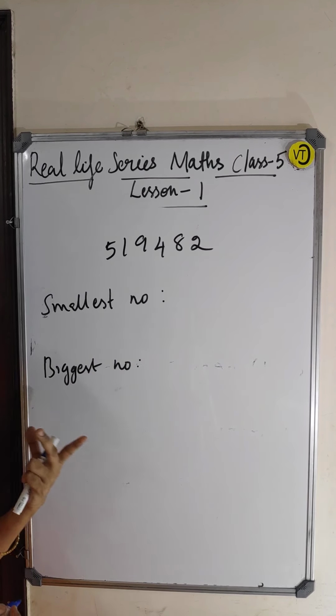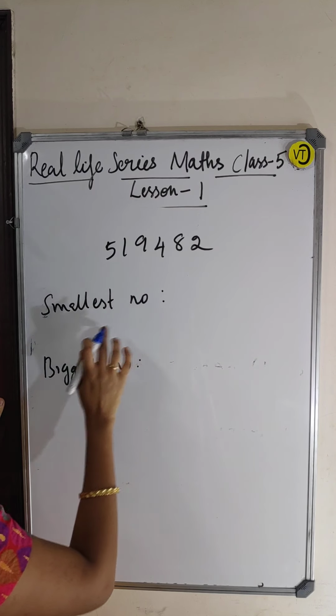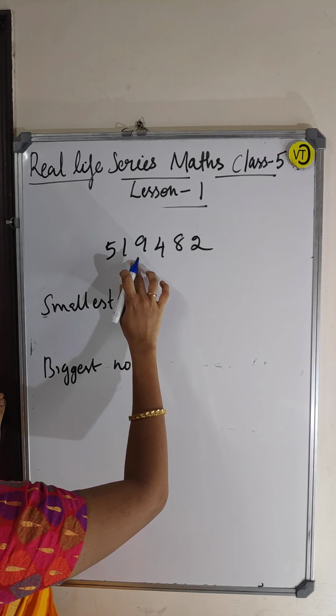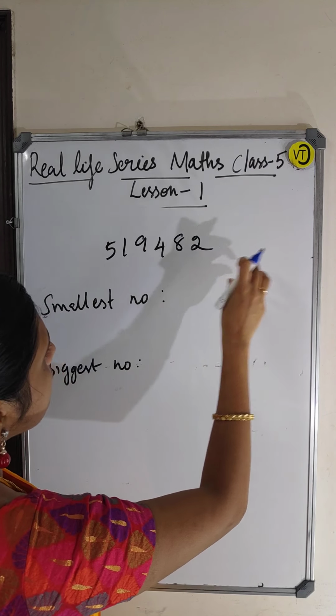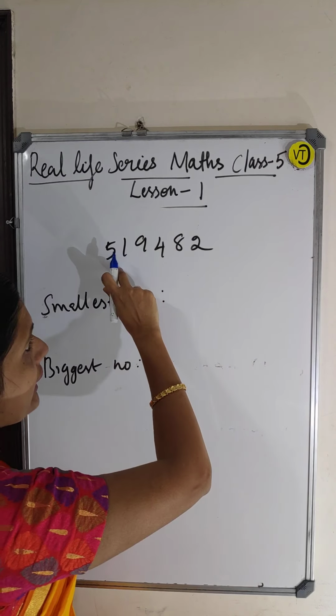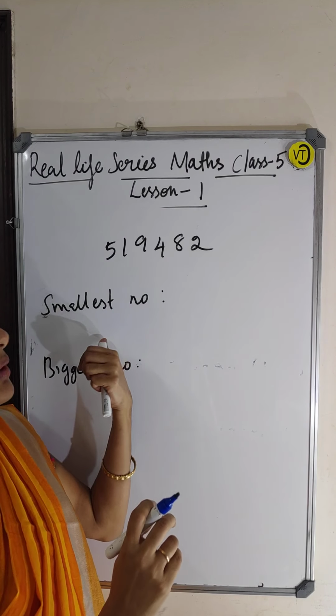Largest number, greatest number, whatever it is. You have to write the greatest number. Okay, smallest number means what? You have to write the smaller number to bigger number. That is ascending order: you have to arrange the digits. If you arrange the digits in ascending order, you will get the smallest number.